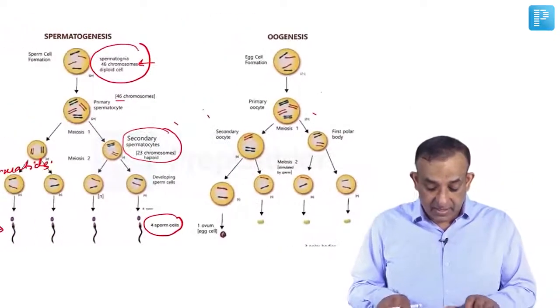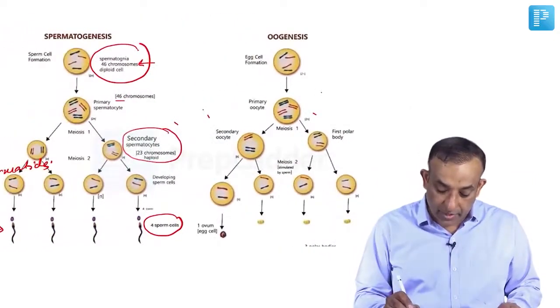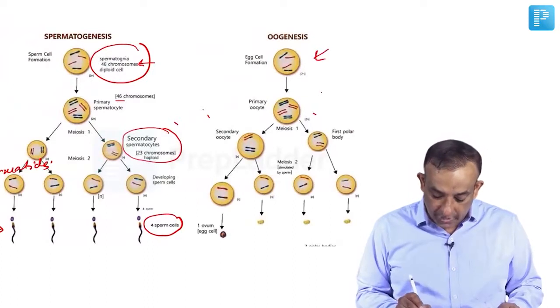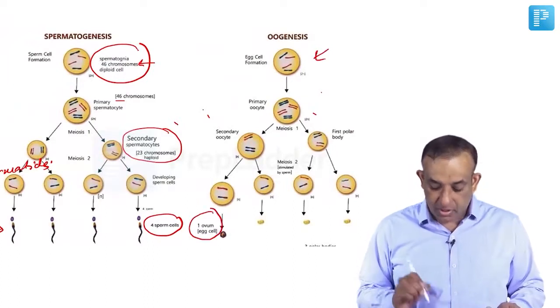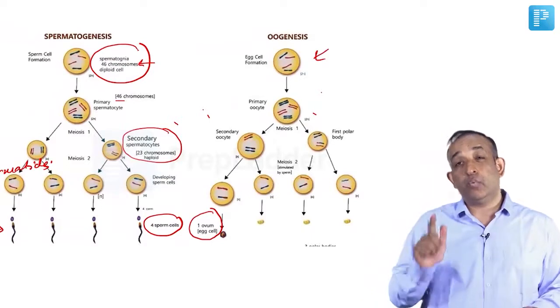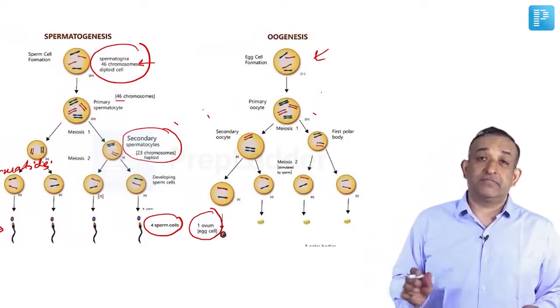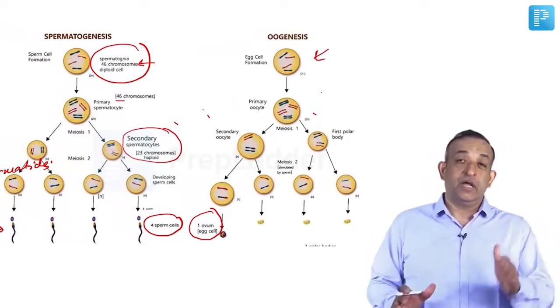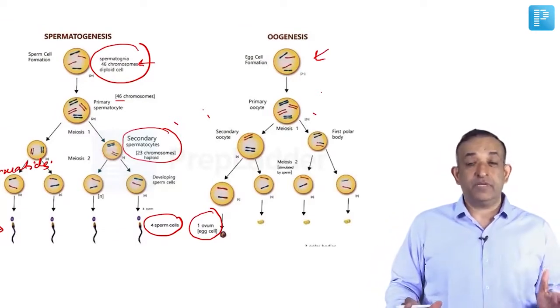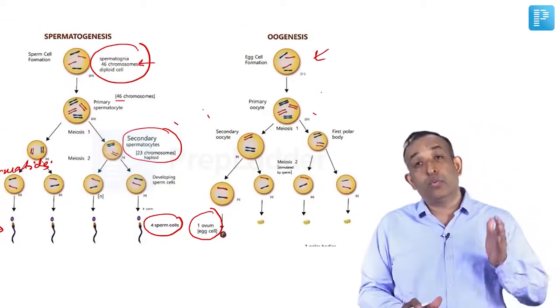Let me tell you upfront that from one oogonia only one mature egg is made. Only one mature oocyte is made. That is the difference between spermatogenesis and oogenesis. From one spermatogonia, 4 sperms. From one oogonia, 1 oocyte.